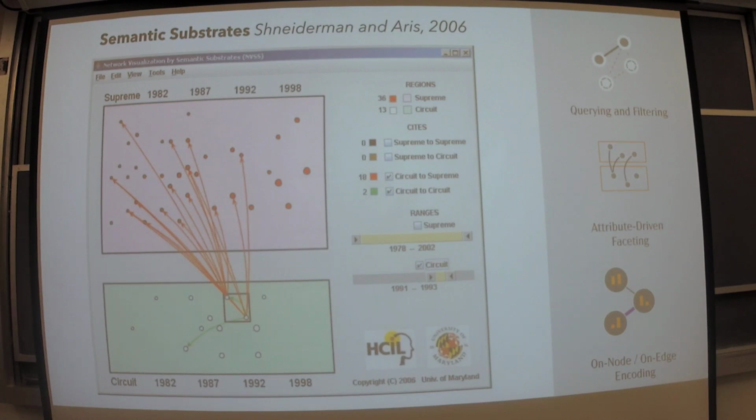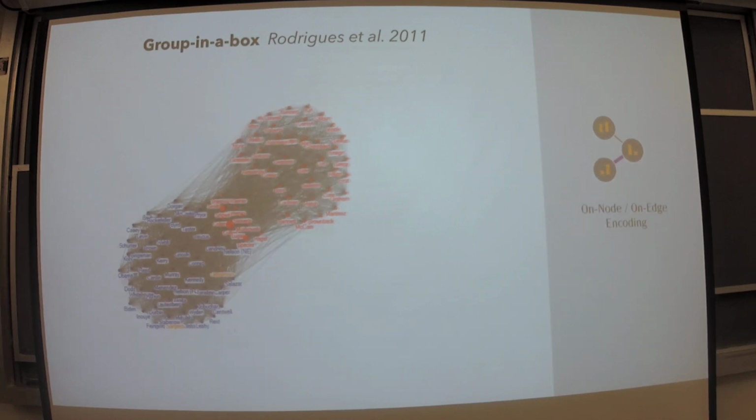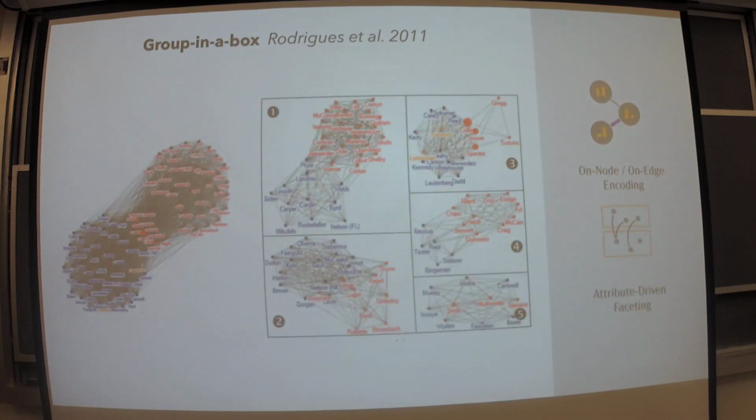Another cool example I want to show you is one that facets in a slightly different way. This is a group in a box, where you have a US Senate co-voting network graph. The Senate members, Republican is red, Democrat is blue, and if they vote the same on a given issue, there's an edge between them. The approach taken here is that they ran a clustering algorithm, and for every cluster, they put it into a separate facet, but they're organized using a treemap layout.